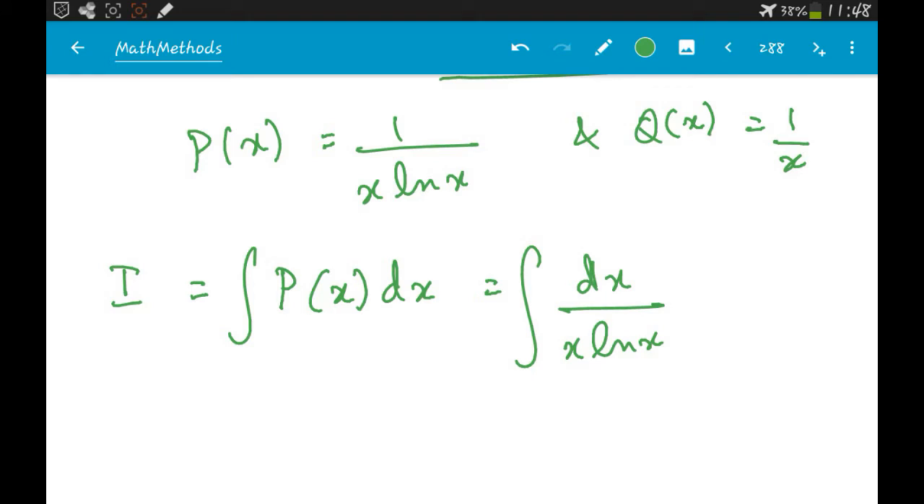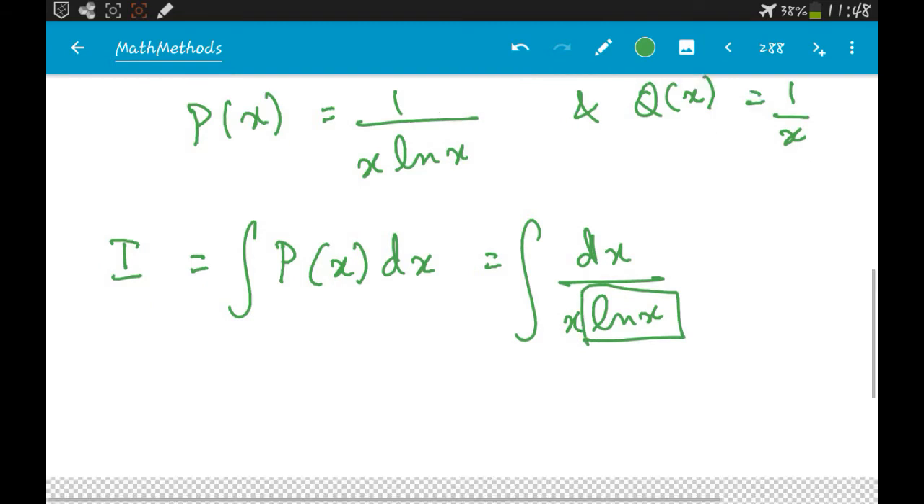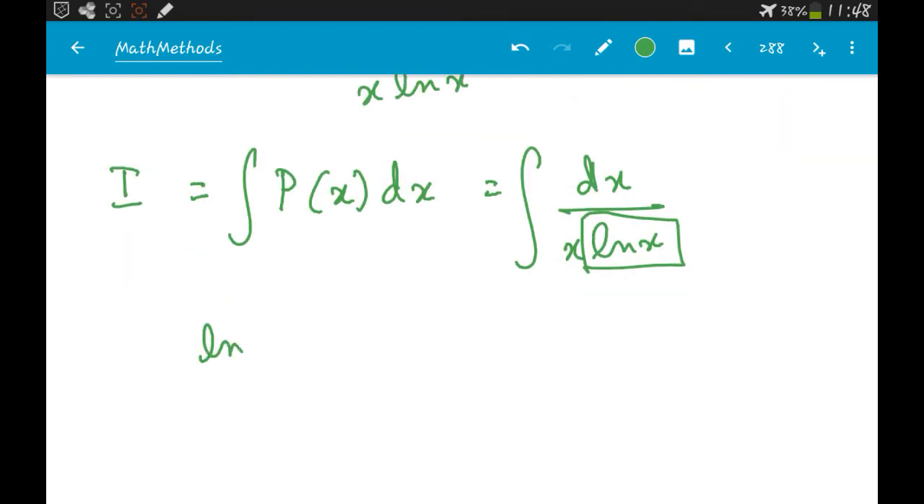Okay, so this is your integration. This integration is what you have to do. If you look at ln x, you can take ln x equal to u, and then if you differentiate this whole thing, you get 1 by x dx is equal to du.